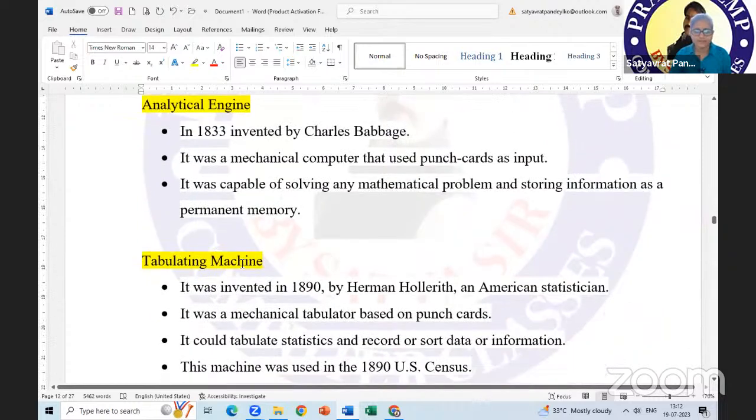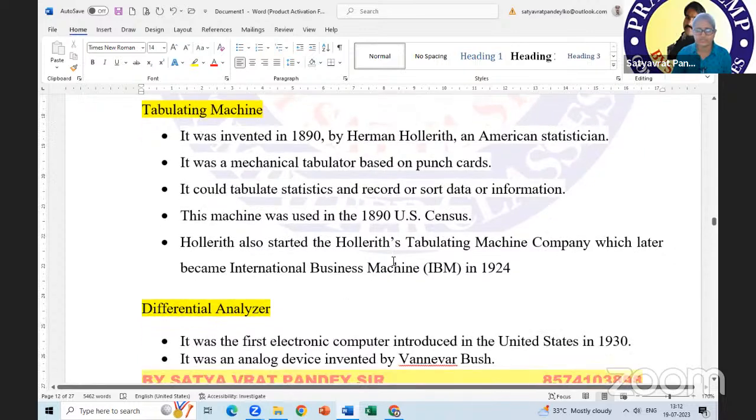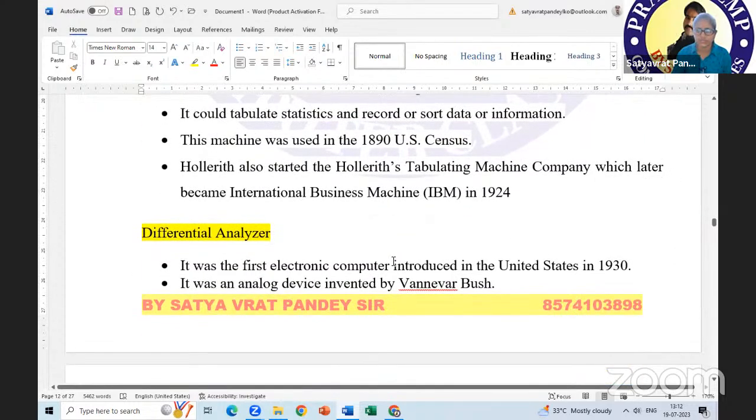Ninth is the tabulating machine. It was invented in 1890 by Herman Hollerith, an American statistician. It was a mechanical tabulator based on punch cards. It could tabulate statistics and record or sort data or information. This machine was used in the 1890 US Census. Hollerith also started the Hollerith Tabulating Machine Company, which later became International Business Machines, IBM, in 1924.